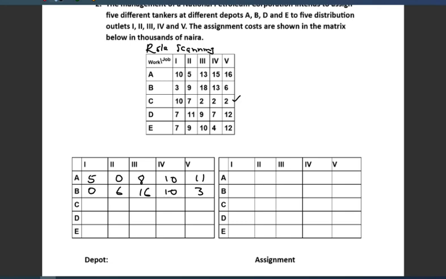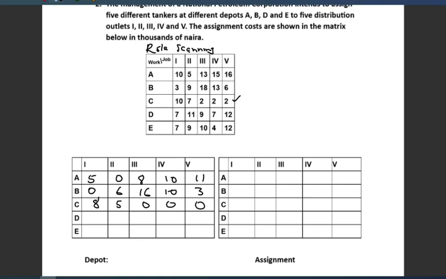This row, the smallest number is 2. So we have 10 minus 2, we have 8. Then we have 7 minus 2, we have 5. 2 minus 2, we have 0. 2 minus 2, we have 0. 2 minus 2, we have 0.